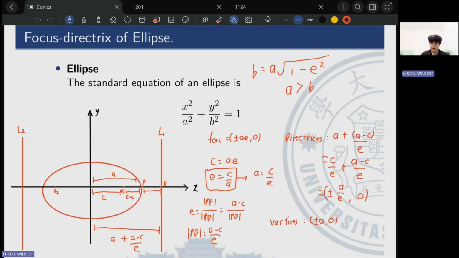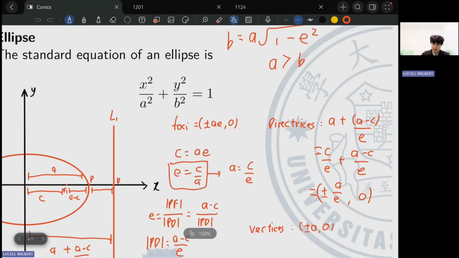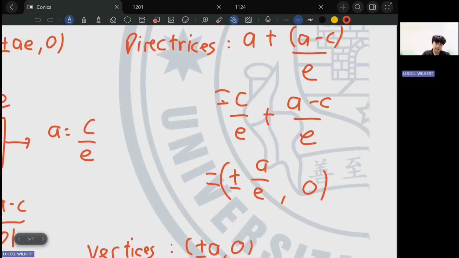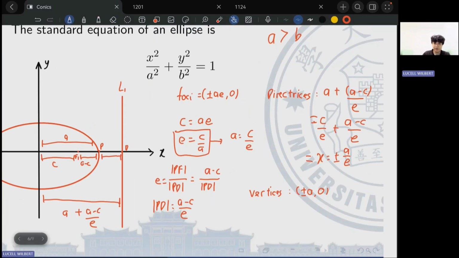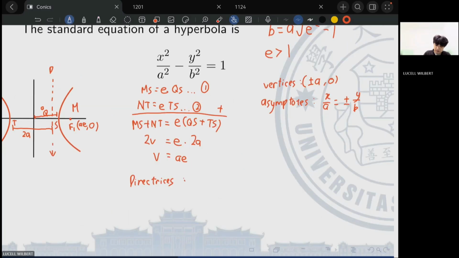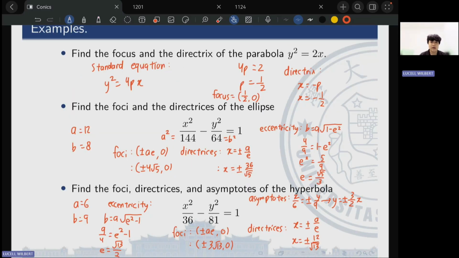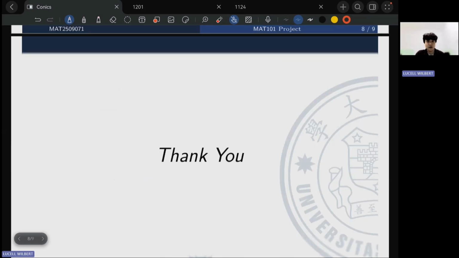But before we enter the last section, which is the general question, I made a mistake on the directrices. It should be x equals plus minus a over e, and also the same mistake for the hyperbola. And this is some of the general equations about the conic sections, which are the parabola, ellipse, and hyperbola. Due to time limitation, I will just solve this, and that is all of it.